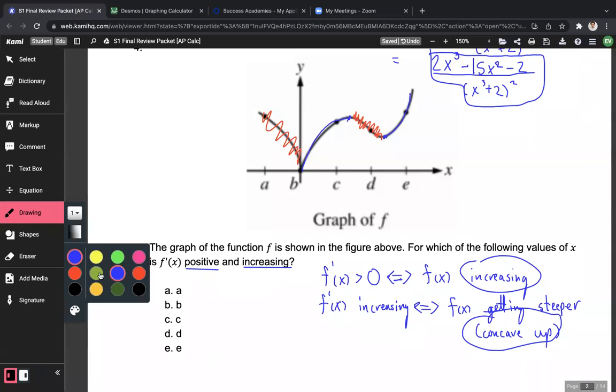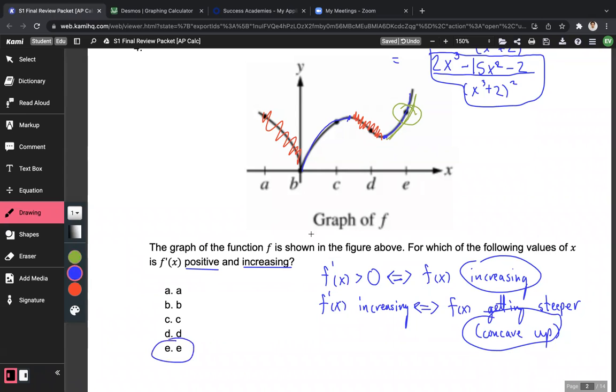And the only point, which I'll circle here in green, where we're both increasing and concave up occurs right there at point E. That rules out this part of my graph because it's concave down.